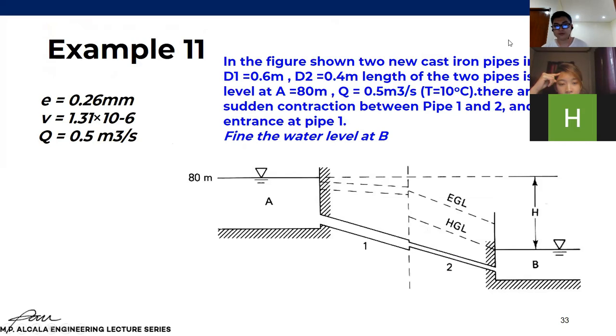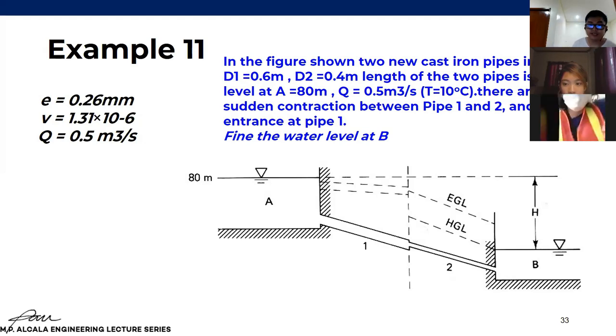Okay, example. In the figure shown, two cast iron pipes in series. Oh, pipe in series na rin, no? Introductory. D1 is 0.6 meters and D2 is 0.4 meters. So in this case, we have a contraction, okay? A loss in contraction.